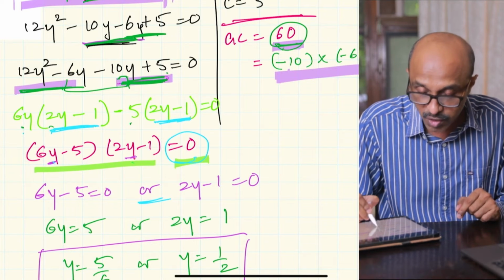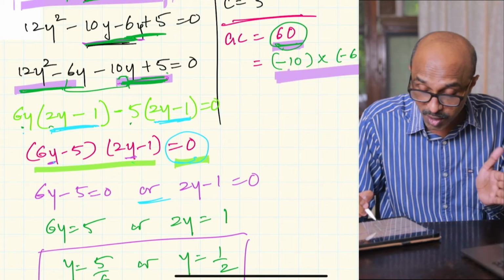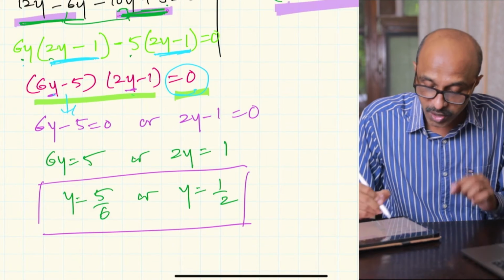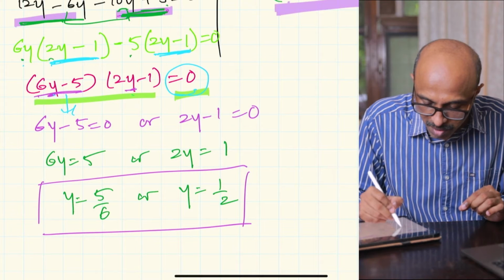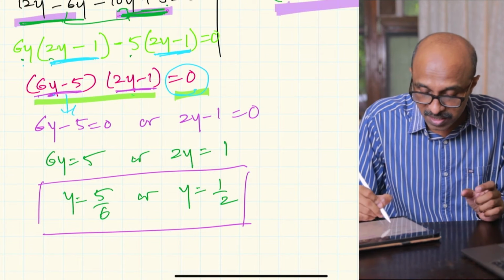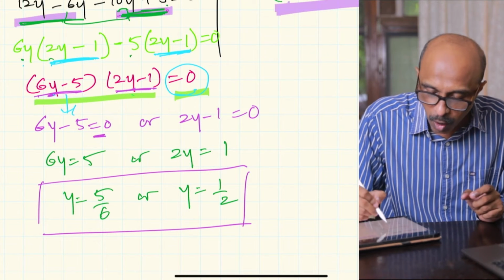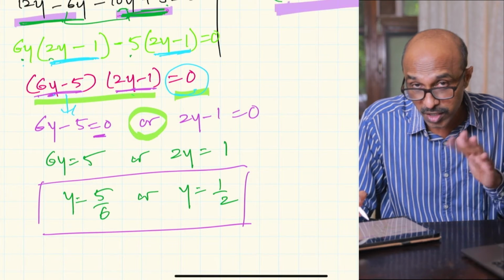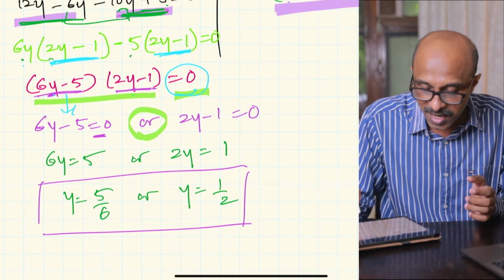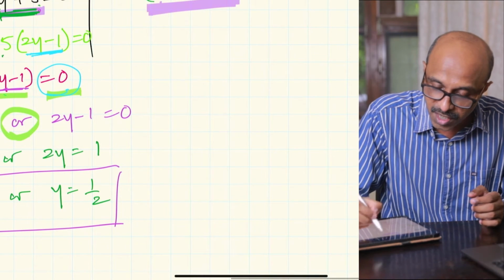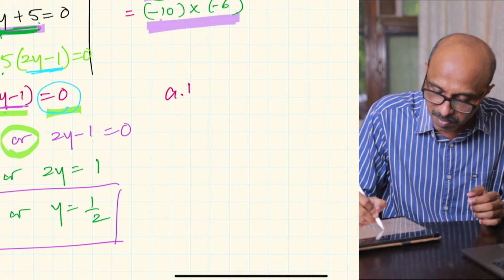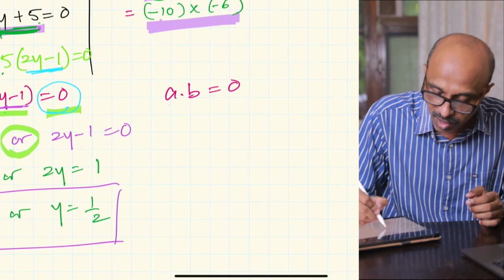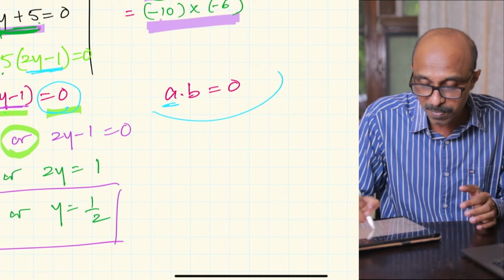But because there's an equal to 0, the solution is not yet over, okay? We need to find the solution. So then we equate each of those factors in the bracket equal to 0. We use this word or because of the multiplication law of zeros, or the zero law of multiplication, which actually says that when a product of two terms is 0, when you have a times b equal to 0, then one of them must be 0. Only then will the product be 0.